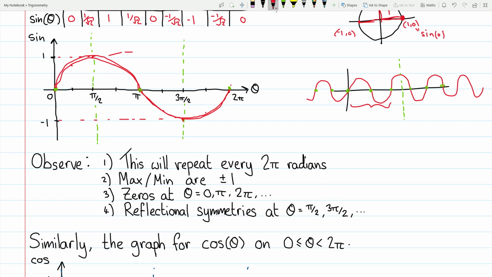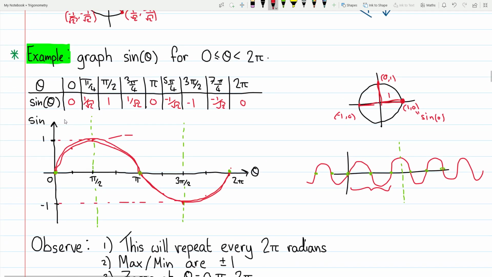Okay. So what to take away from this? In other words, what is the graph of sine? The graph of sine is simply this sort of wavy function that starts at 0, goes up and down between 1 and -1, and it does this at multiples of pi over 2, really.